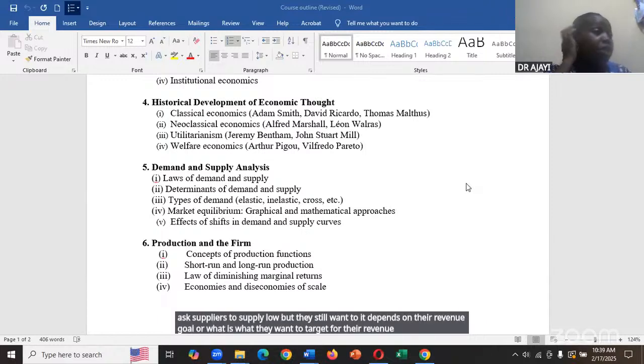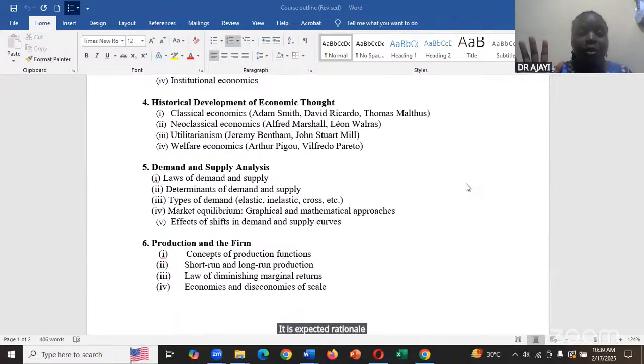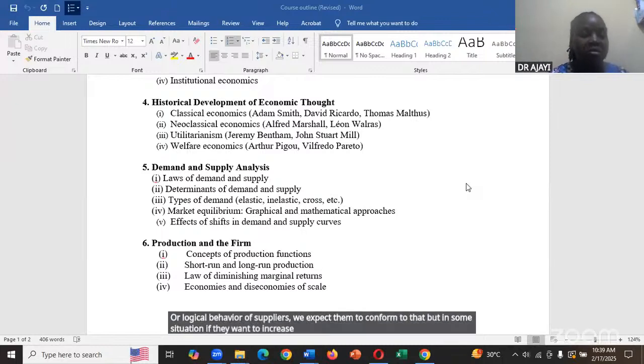So in some cases, it is expected, the rational or logical behavior of suppliers. We expect them to conform to that. But in some situations, if they want to increase their revenue, even though it's going at lower prices, they could supply if they have a high market share.